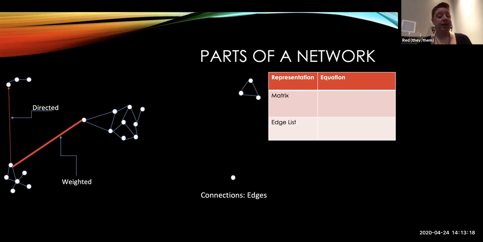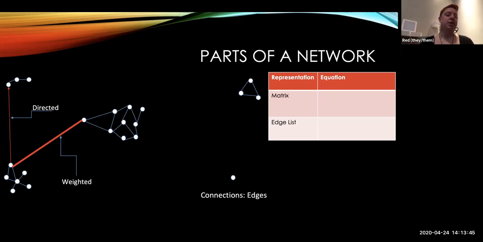If it was undirected and unweighted, every time we have a connection between two people, we would just have a one in the box that corresponded with those two names. And if they weren't connected, we'd have a zero. So that would be an undirected, unweighted network. If it was weighted, however, we'd have a number that represented the weight.